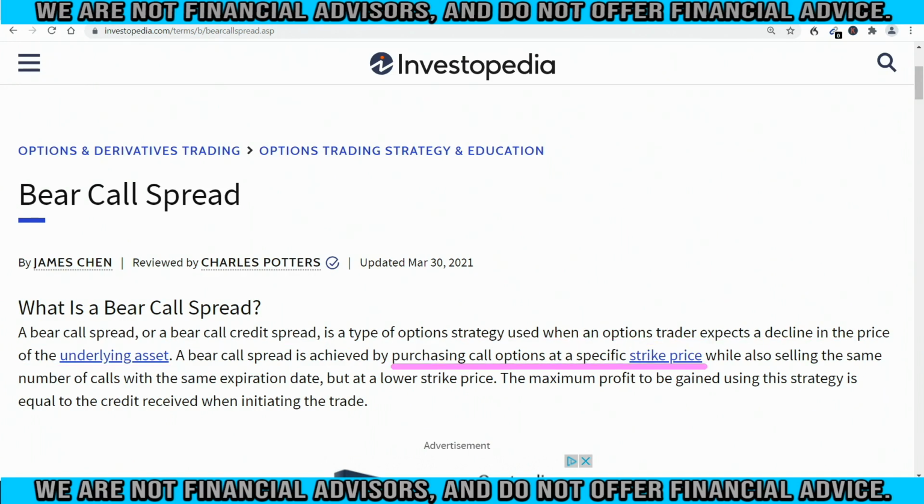underlying asset. This is done by purchasing a call option at the specific strike price while also selling the same amount of calls at the same expiration date. And the calls that we're selling, we want to be at a lower strike price. And you will receive a credit when placing this trade.